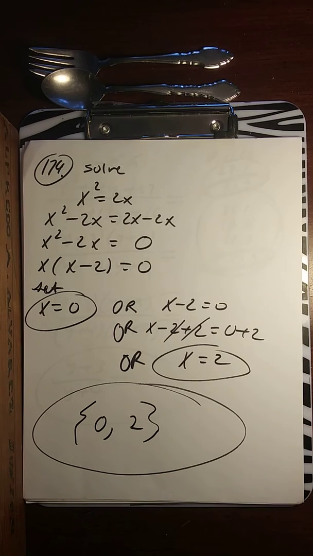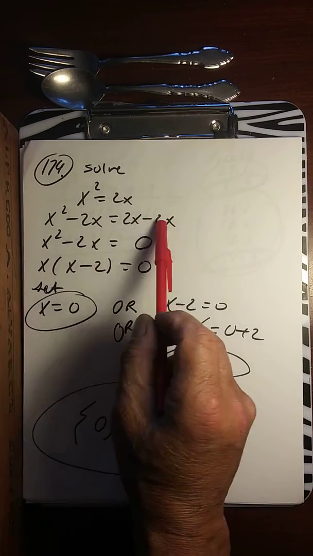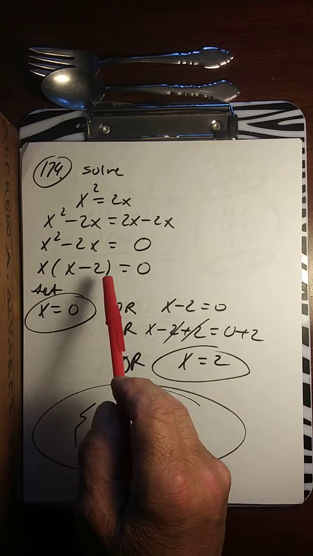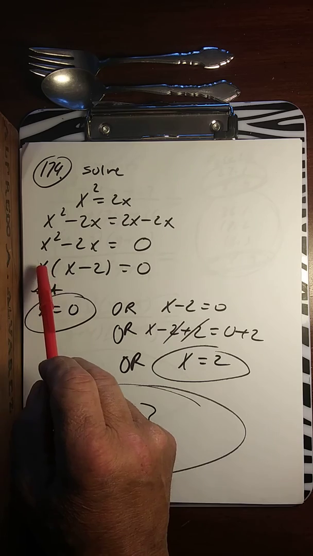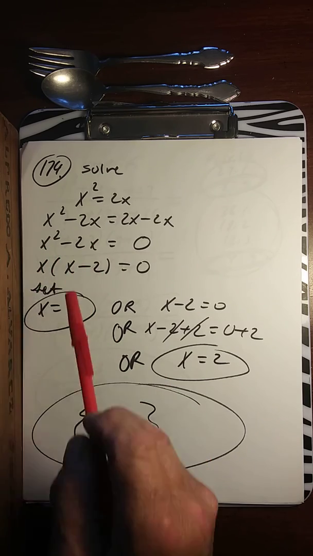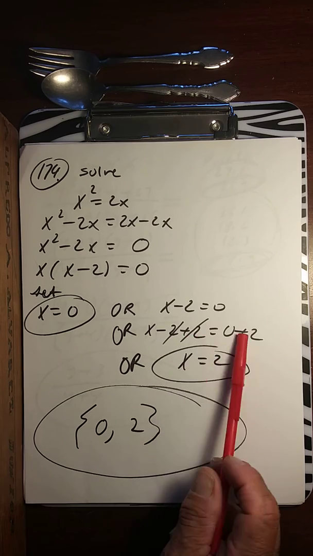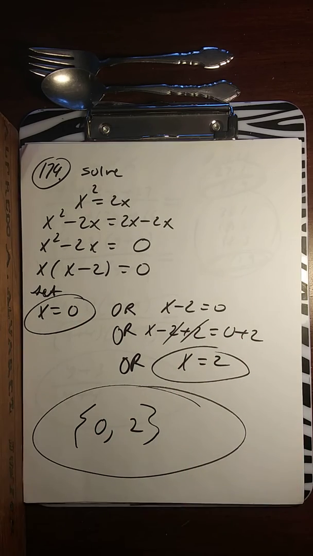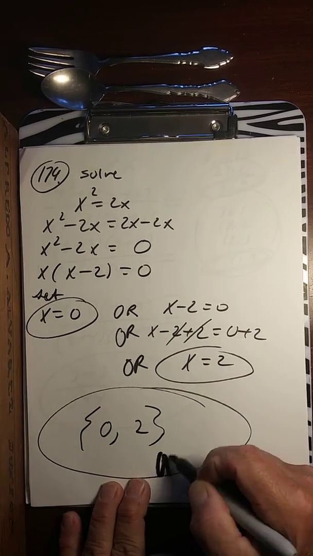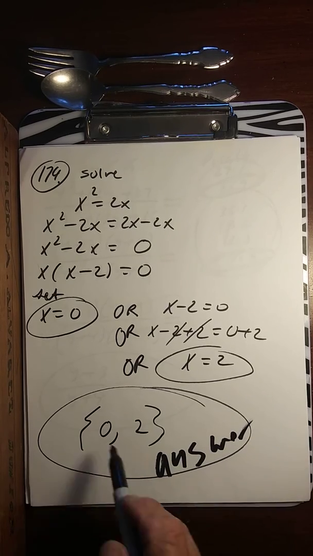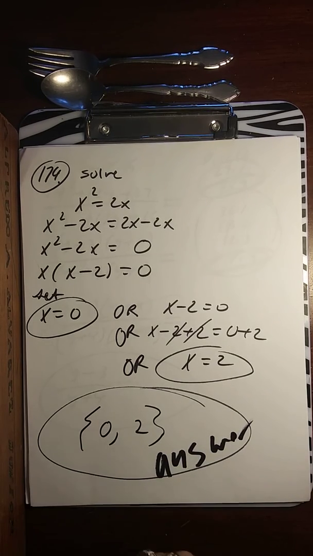Next one. x squared equals 2x. We need to rewrite it. So what I'm going to do is go ahead and minus 2x on both sides. So x squared minus 2x is this. Take out the GCF, which is x. So x times x is x squared. x times negative 2 is negative 2x. So x equals 0. Or x minus 2 equals 0. So add 2, x equals 2. So we have 0 and 2. So the answer is right there. 0 and 2. Both answers, 0 and 2. Means you put both answers.